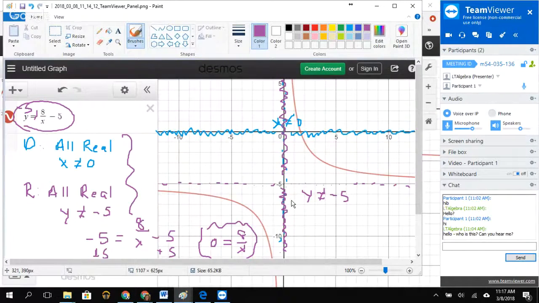So hopefully this is making sense. Again, it's easy to plug it in. The harder part is understanding why your graph behaves that way.